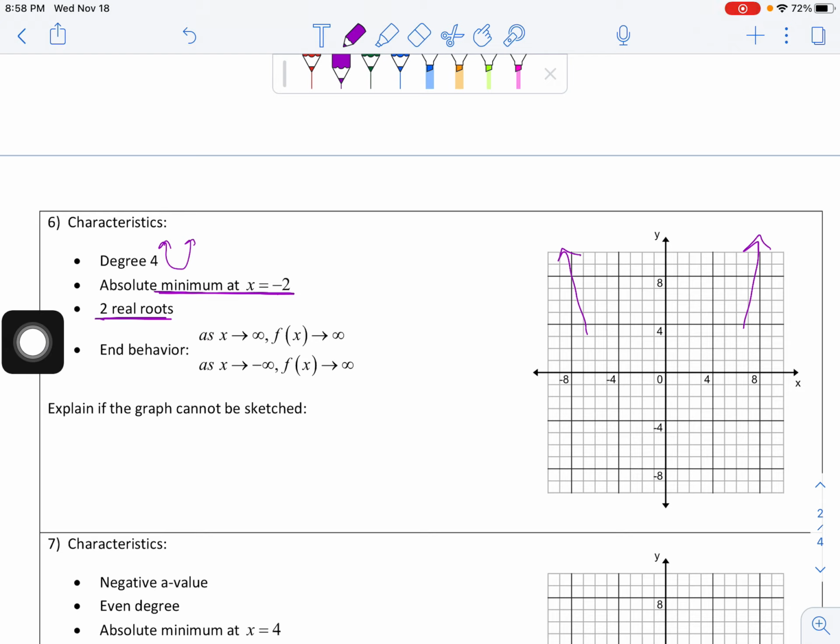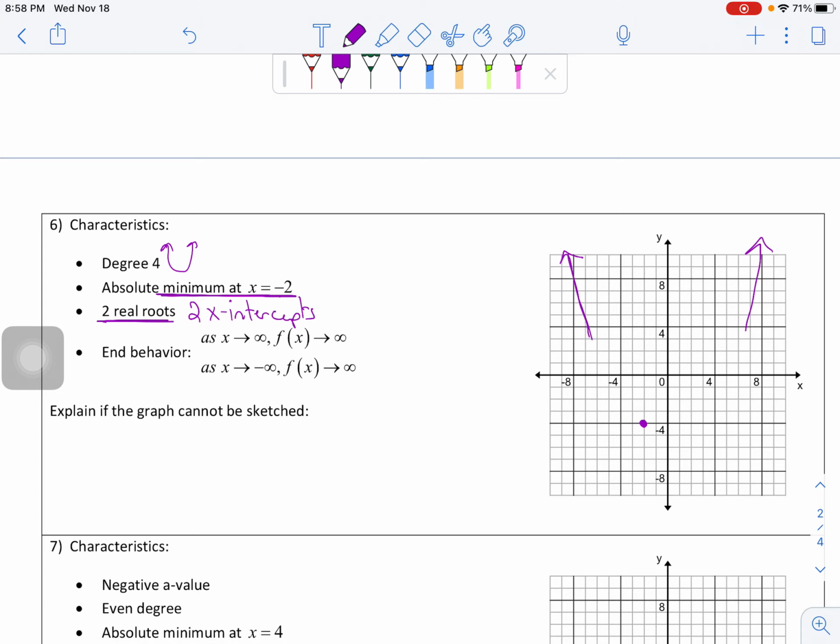Absolute minimum at x equals -2. So at -2, I'm going to say that the lowest my graph gets to is that point right there. Now you can pick the lowest value, and all that happens is your graph just can't go any lower than that. All right, that's what the absolute minimum means. 2 real roots means you're going to go through, and I'm going to mark it here, 2 x-intercepts, and that's okay. So you could have a graph that hits that minimum here, and then maybe does something like this.